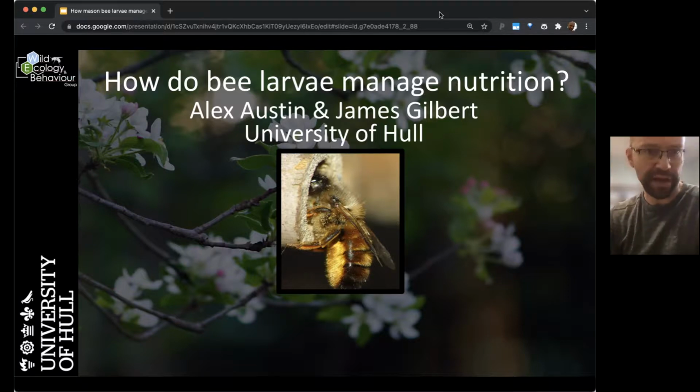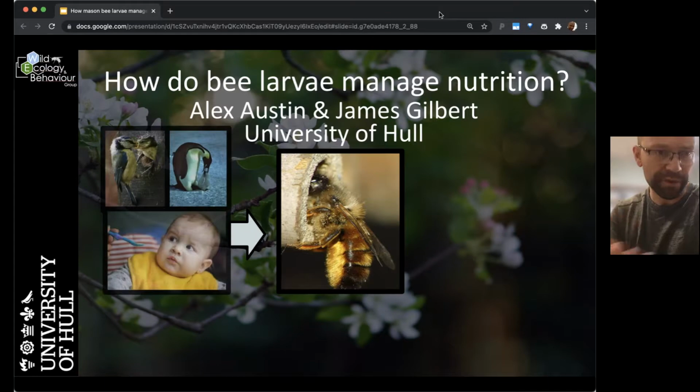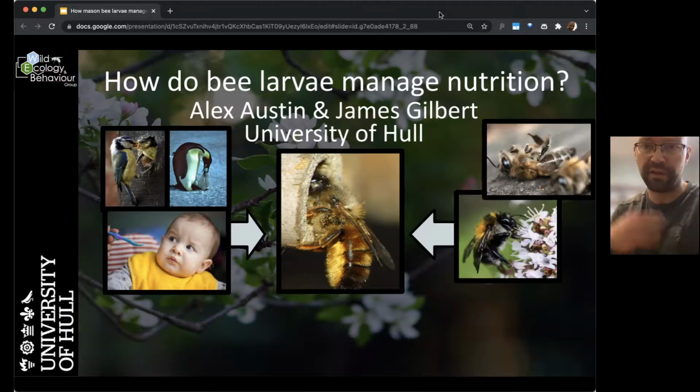All organisms have to manage their nutrition, but what happens if all of your food selection is done by your parents? We're interested in this situation, and bees are an excellent and very important group in which offspring are entirely dependent on parents for nutrition.